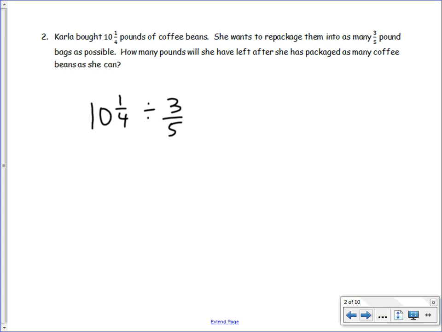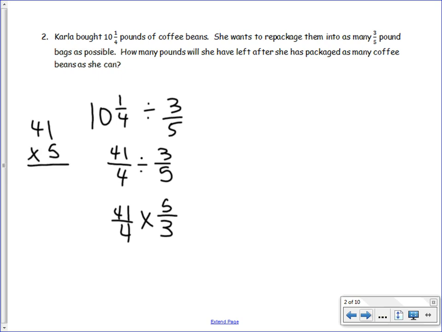All right, so the first thing is to change the mixed number to an improper fraction. 4 times 10 is 40, plus 1 is 41. Now I'm going to keep it, change it, flip it. I keep the first number the same, change the sign from division to multiplication, and flip the second. These cannot be cross-reduced, so I'm going to multiply top times top. 41 times 5 is 205. 4 times 3 is 12.